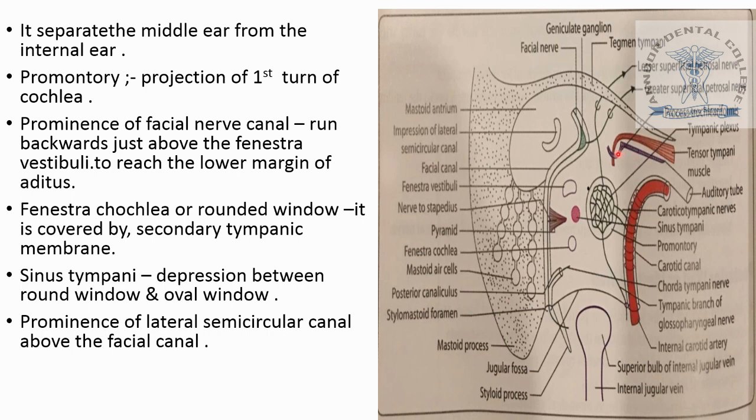Processus cochleariformis. The processus cochleariformis is also seen in the anterior wall. That is a hook-like structure that hooks around the tendon of the tensor tympani muscle. Another prominence is the prominence of the lateral semicircular canal, that lies above the facial canal. These are the features of the medial wall or labyrinthine wall.